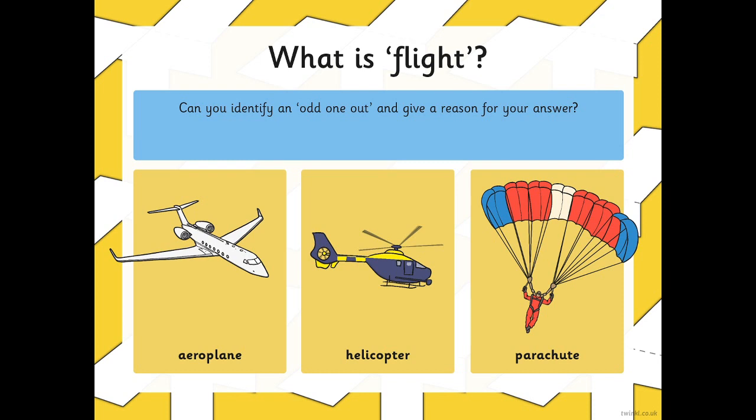Okay, well, I suppose if you made a comment, the obvious one is the parachute. Well, that's not powered by anything. So obviously a helicopter and an airplane fly by using an engine. But another way to see this would be that the helicopter is actually the odd one out, because both the parachute and the airplane work on the principle of gliding, so they can glide through the air.